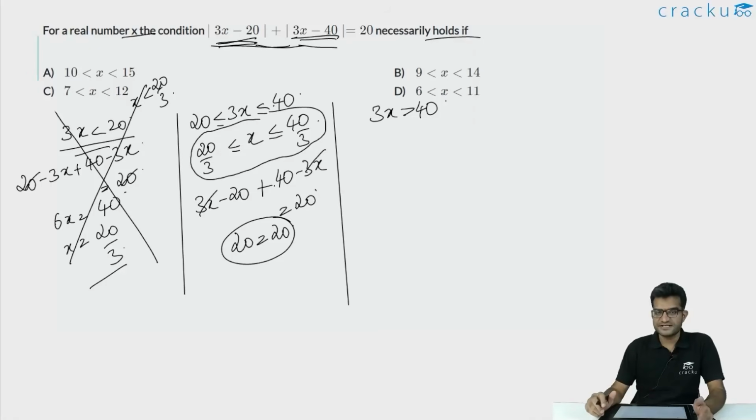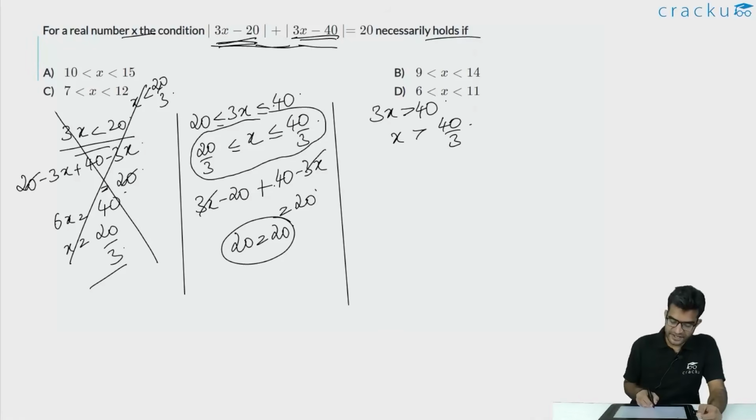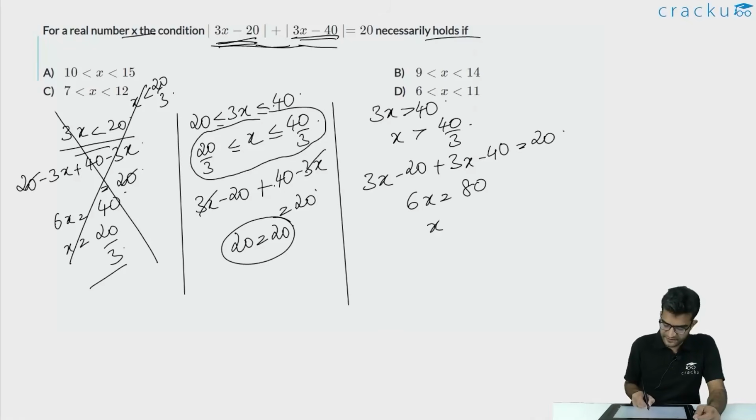Let us look at the last case where 3x is greater than 40, or the value of x is greater than 40 by 3. Then both of them will be true. 3x minus 20 will be positive and 3x minus 40 will also be positive. So the given equation becomes 3x minus 20 plus 3x minus 40 is equal to 20, or the value of 6x is equal to 80, or the value of x is equal to 40 by 3.